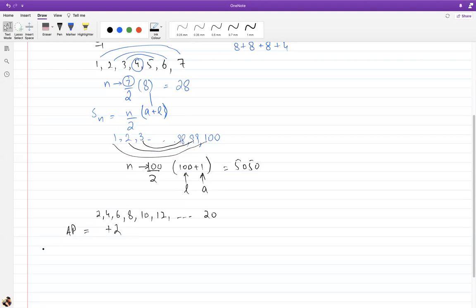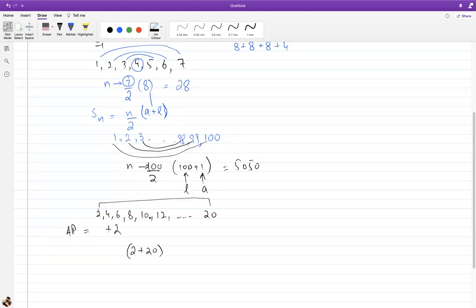That means I can make pairs here. So what is the first term? 2. What is the last term? 20. So that means I will have pairs of 22. How many pairs? How many terms do I have? From 2 to 20, how many even numbers will I have?